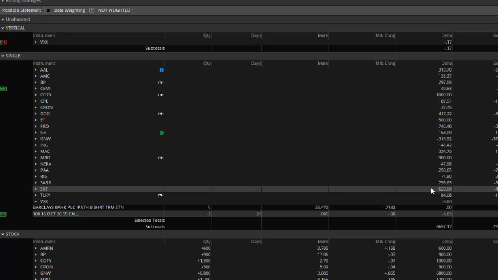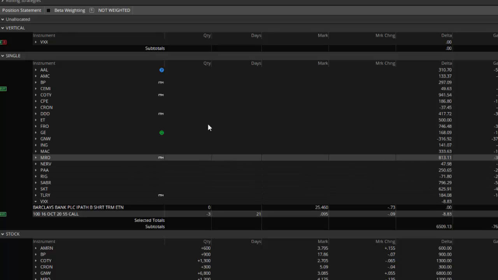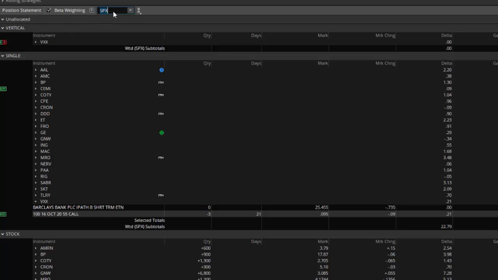So, how do we fix that? This is where the beta weighting comes in. If you are in Thinkorswim, all you need to do is click on that beta weighting button and enter the symbol. In this case, I have SPX in there. Now, once I enter that, you can see everything gets adjusted based on the symbol. So now VXX, like I just explained, I'm going to profit, well, most of the time, when the market goes up, which is adjusted to a positive delta here now because it's weighting against SPX.